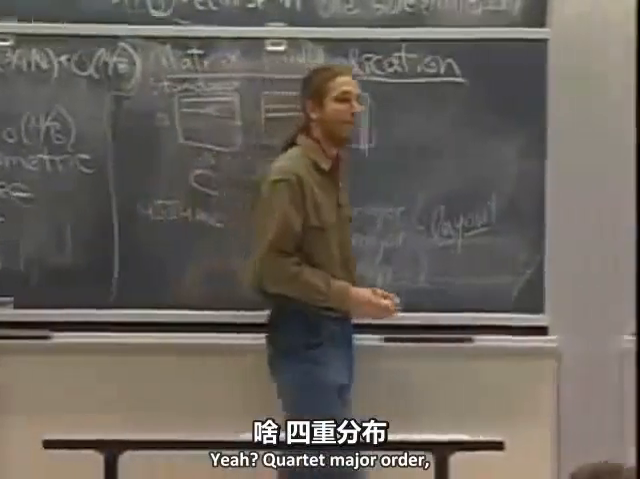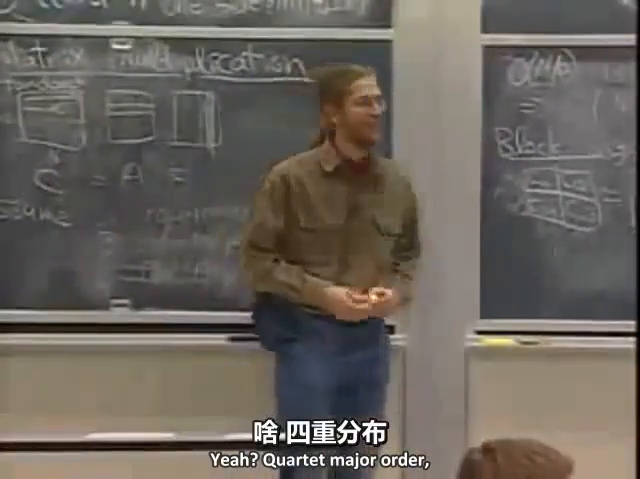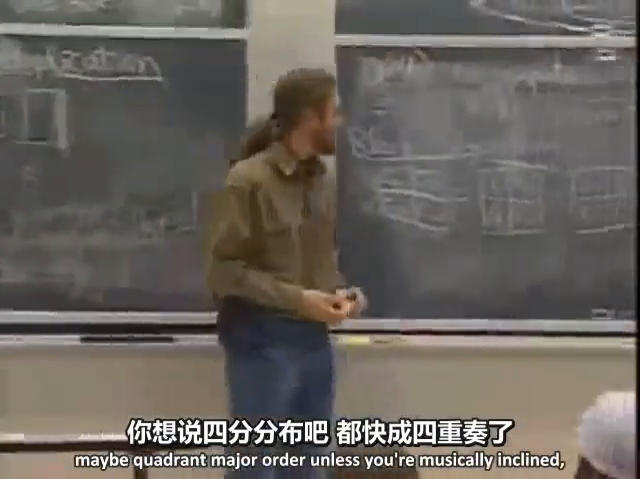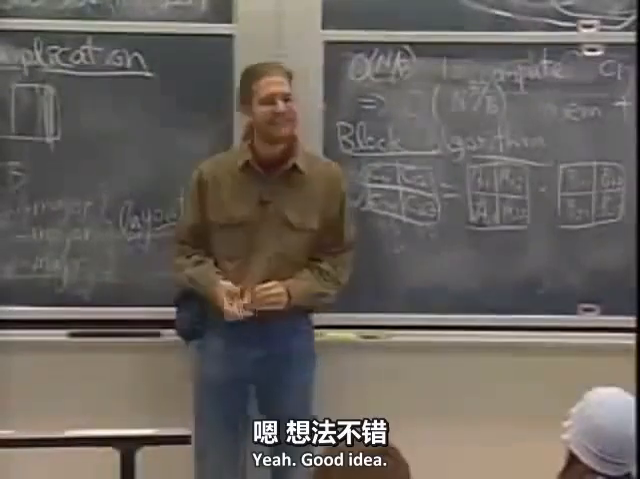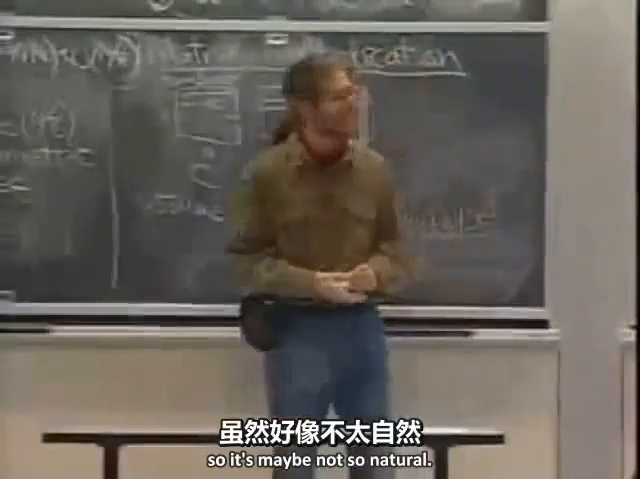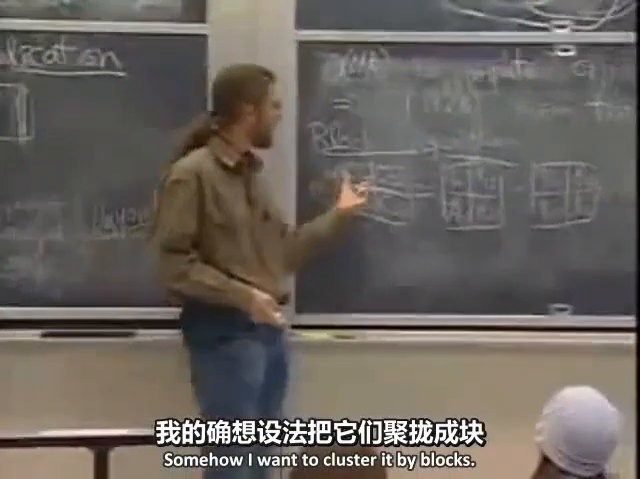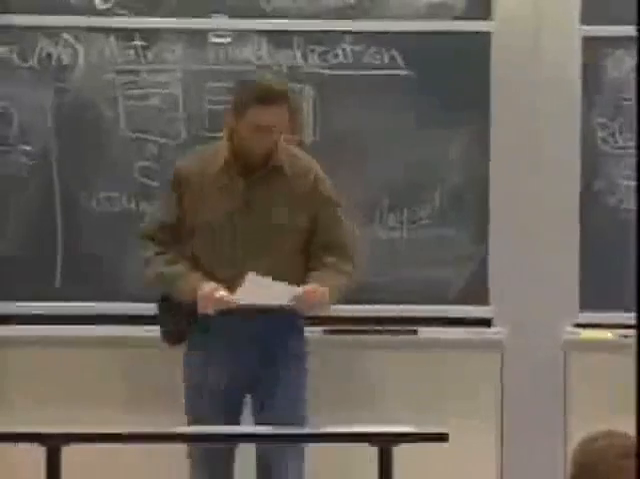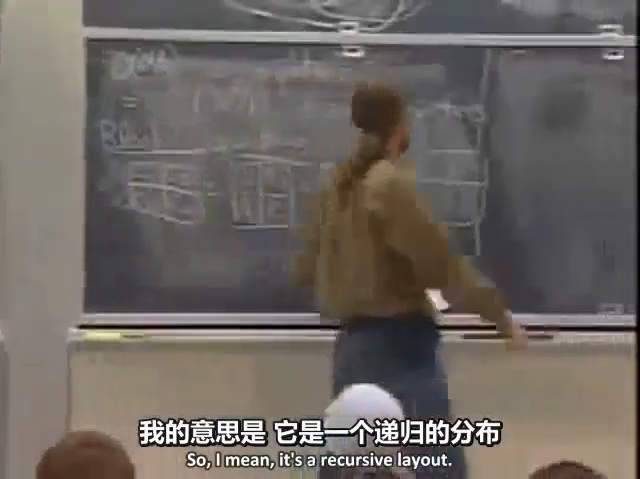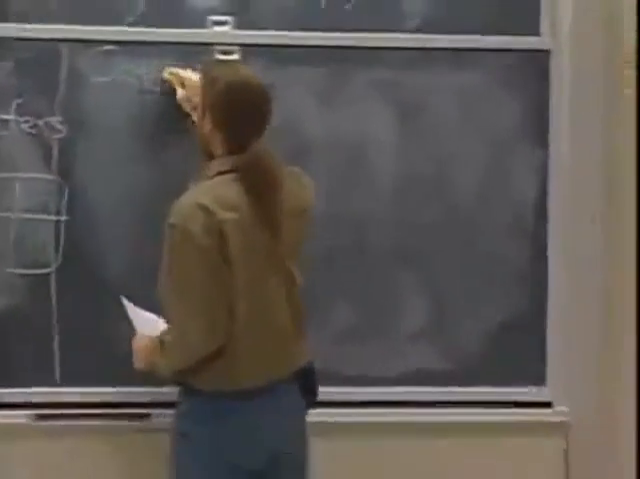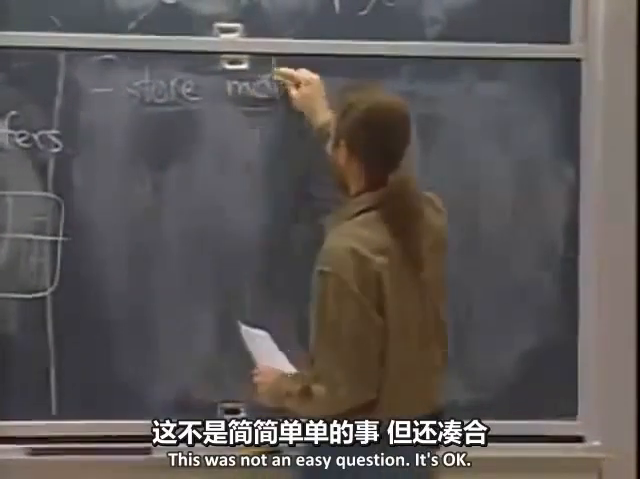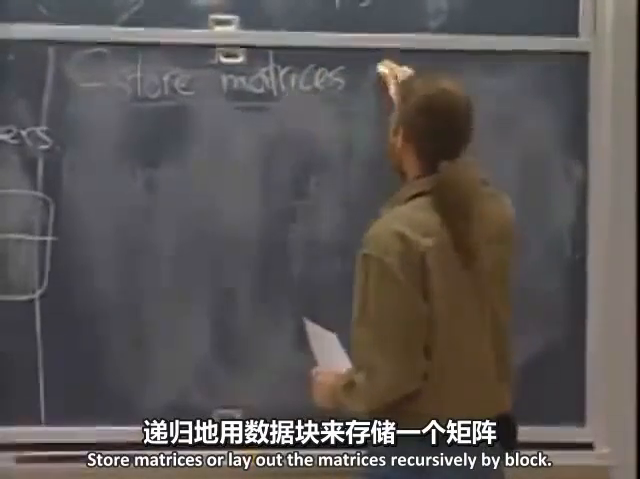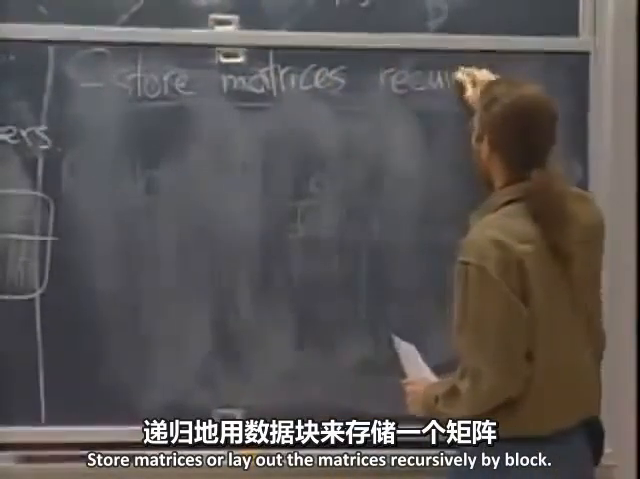Yeah. Quadrant major order, unless you're musically inclined. Yeah, good idea. You've never seen this order before, so it's maybe not so natural. But somehow I want to cluster it by blocks. Okay, I think that's about all I'll get. So, it's a recursive layout. This was not an easy question. It's okay. Store matrices, or lay out the matrices recursively by block.